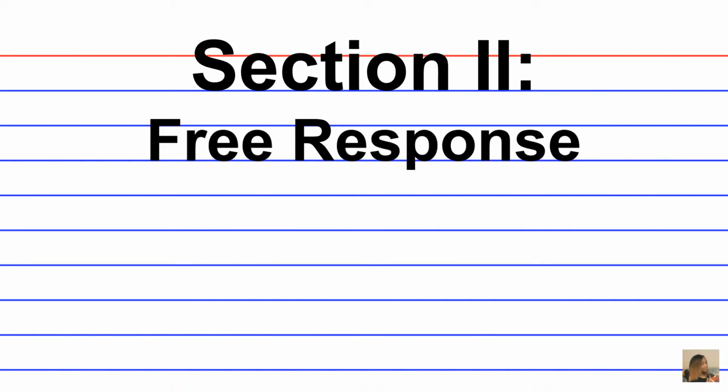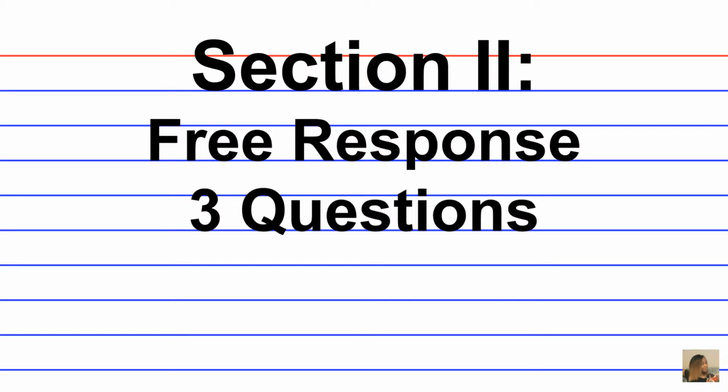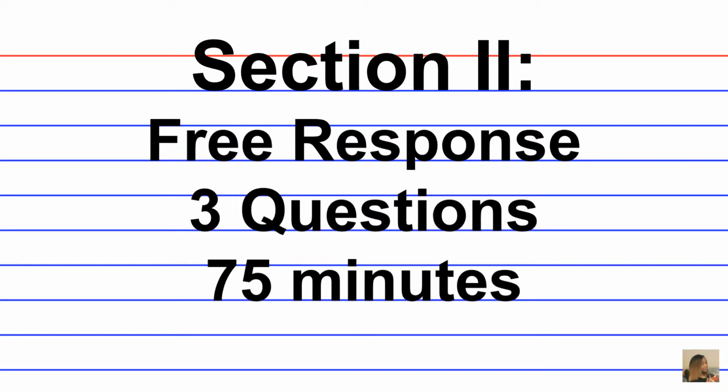Remember that Section 2 consists of free response questions. There are 3 questions that should be formatted as short essay answers, and you have 75 minutes to complete them, so allocate your time properly. The free response section is 50% of your exam score. You're required to define, explain, and apply geographic concepts and also interpret geographic data. Okay?